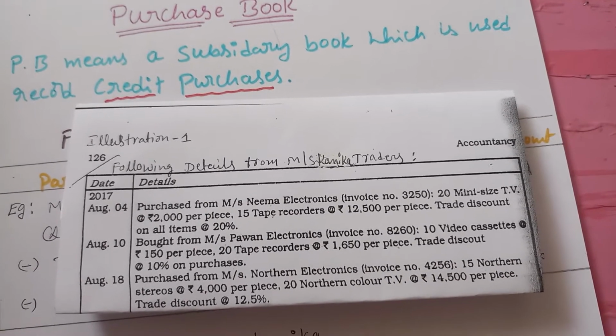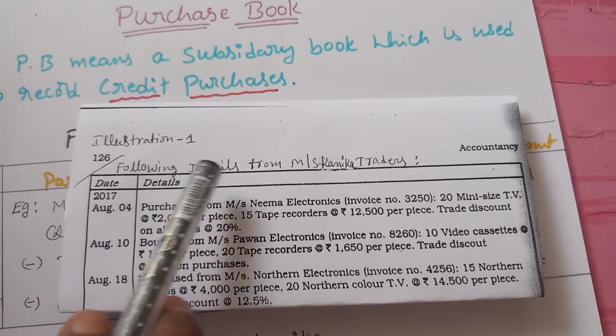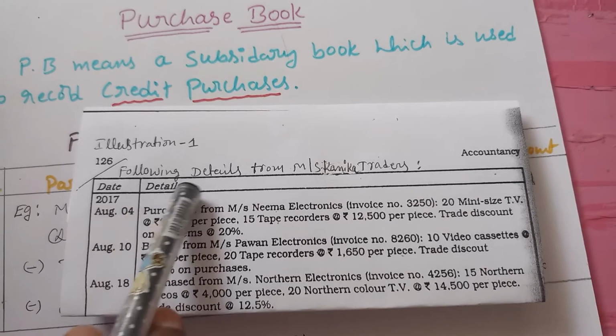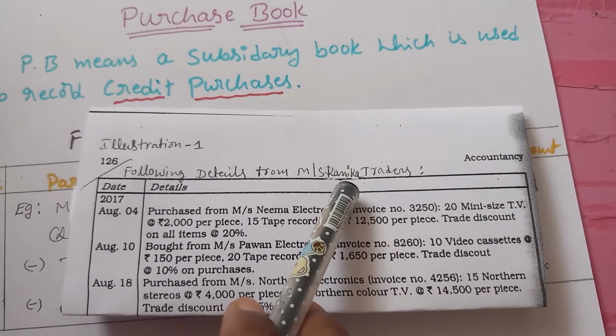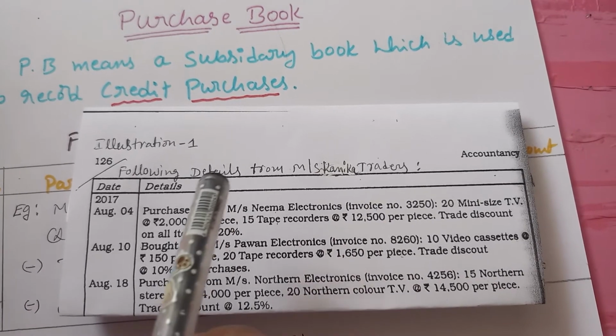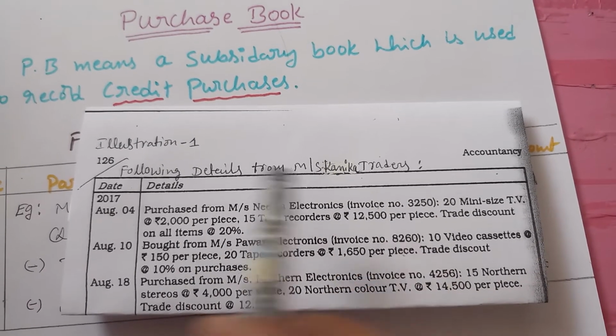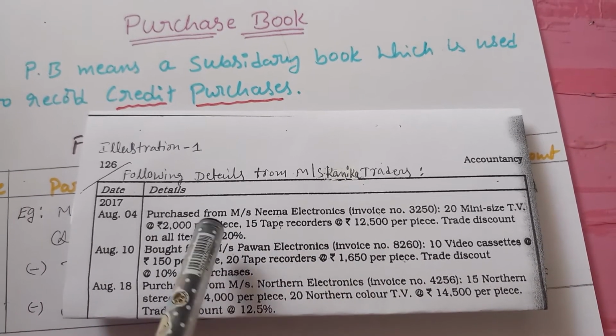We are solving one problem here as an illustration. See illustration 1. The following are the details from Mrs. Kanika Traders. Kanika Traders purchased some goods from different suppliers. I'll read them one by one.